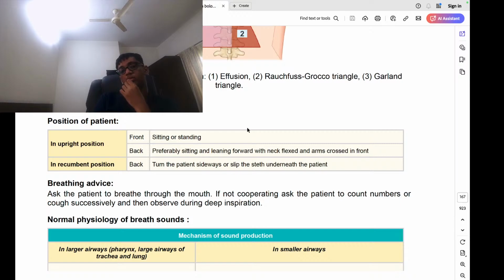Auscultation of the lower respiratory tract. Position of the patient: upright position and recumbent position. In upright position, from the front, the patient is sitting or standing. From the back, preferably sitting and leaning forward with neck flexed and arms crossed in front.